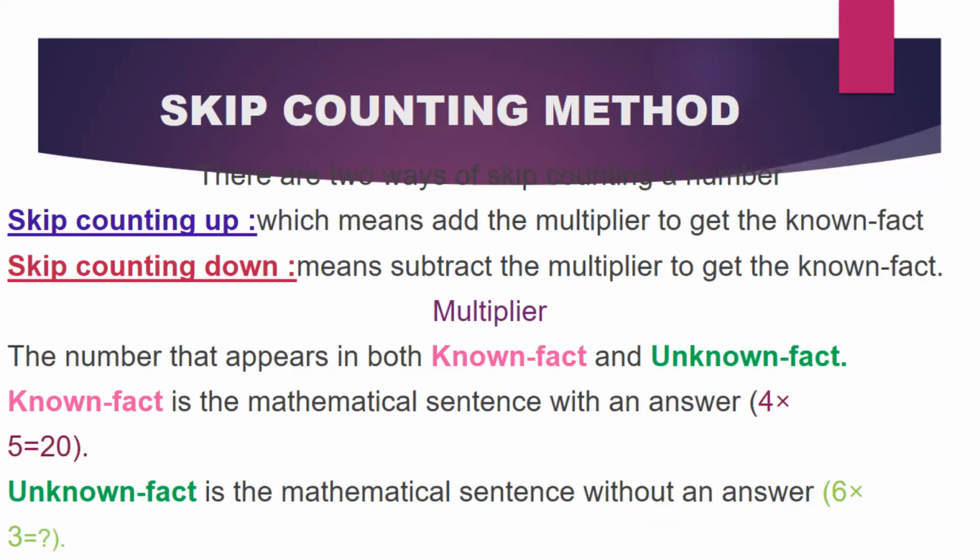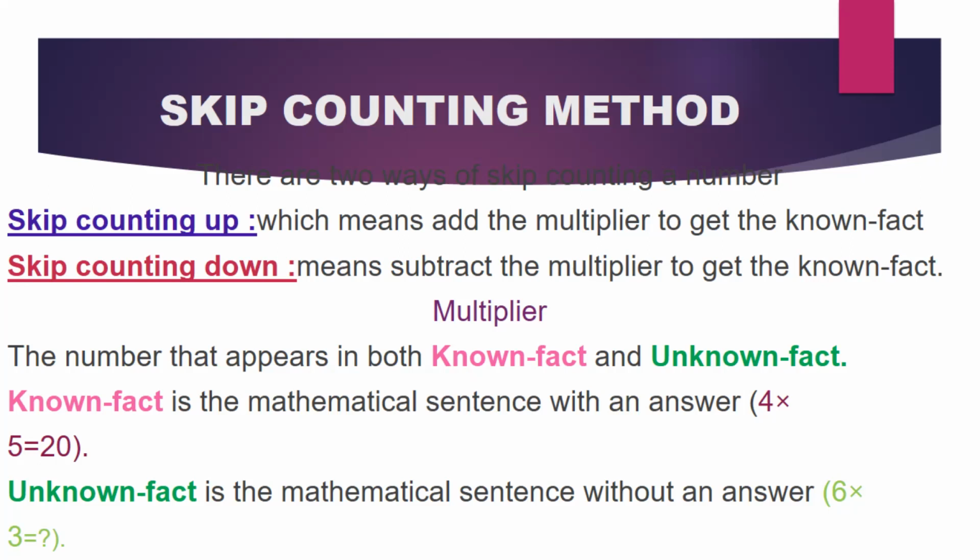Escape counting is one of the methods that we use to solve a multiplication problem or to find the product of numbers. When we say product, it means when you multiply two numbers, the answer that you get, you call it the product. There are two ways of escape counting a number. One, we call it escape counting up or forward, which means add the multiplier to the known facts.